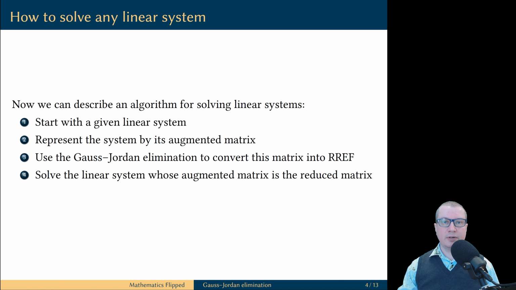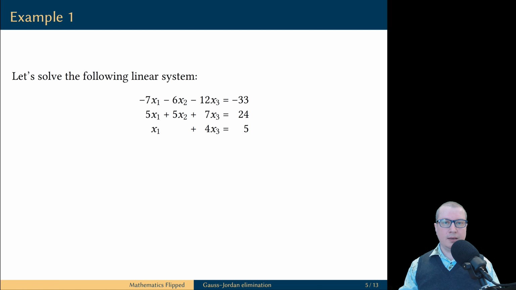This procedure provides a final realization for our strategy of solving linear systems. We start with a difficult linear system. We represent the linear system by its augmented matrix. We transform the augmented matrix to a simple form. Then we solve the easy linear system which corresponds to the transformed reduced matrix, and what we get is the solution set of the original linear system. Now let me illustrate this procedure.